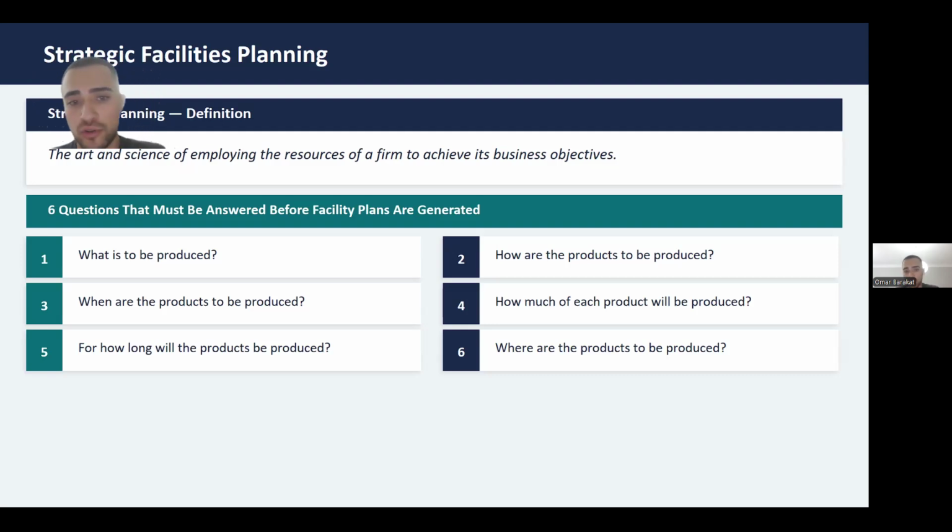Questions 1 through 4 drive product, process, and schedule design, the inputs to the facility planner. Questions 5 and 6 feed directly into the location decisions we've been studying. The sequence matters. You answer these questions in order, and you don't start designing the facility until questions 1 through 4 are resolved.